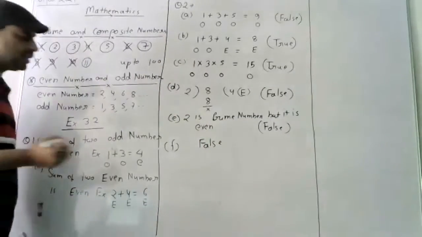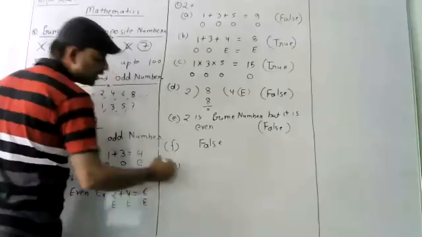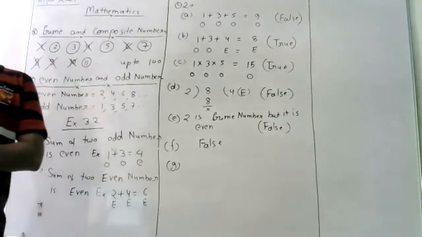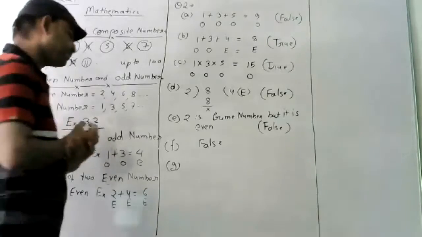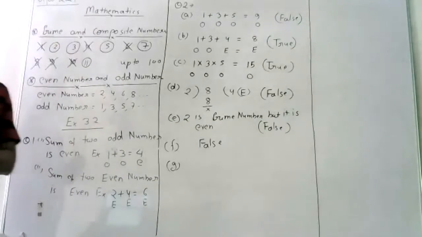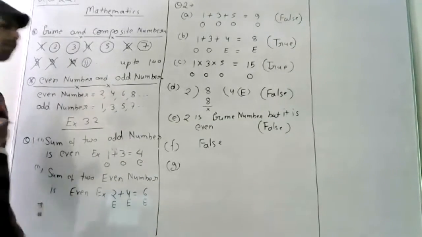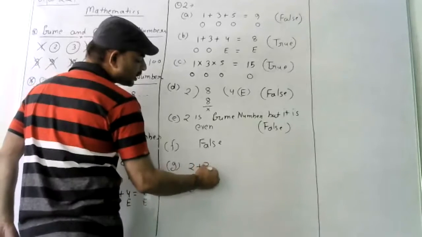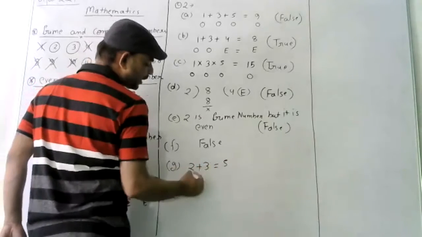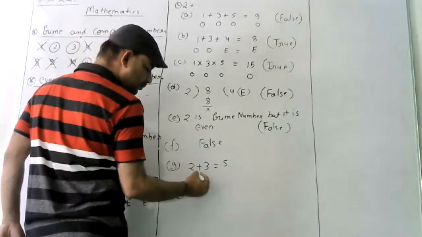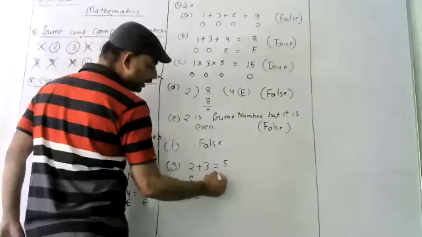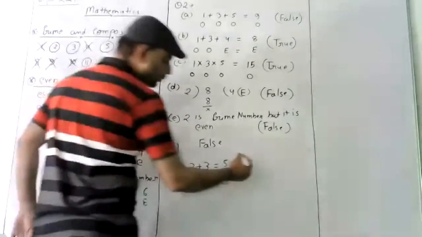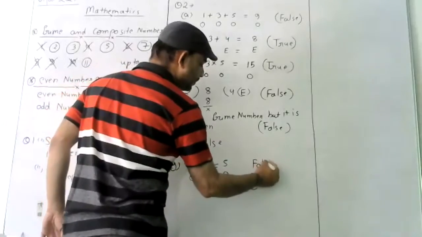Next statement, G. The sum of 2 prime numbers is always even. So take 2 prime numbers. The first prime number is 2 plus the next prime number 3, that is equal to 5. This is even and this is odd, equal to odd. Statement G is a false statement.